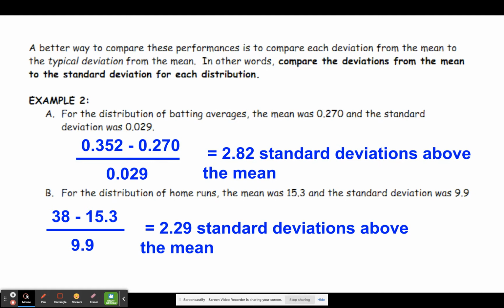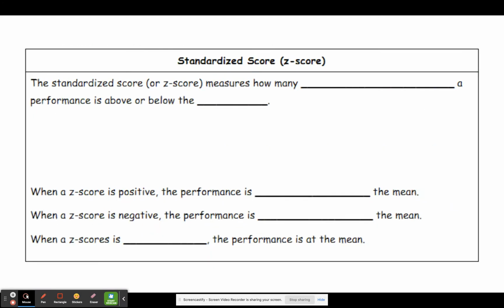So essentially what we've done is we've canceled out the units and we're measuring and comparing them by standard deviations, which is the same unit for each. 2.82 is bigger than 2.29. Now we have a meaningful way to compare those two players. What we've done here is we've created what's called a standardized score, or a z-score.